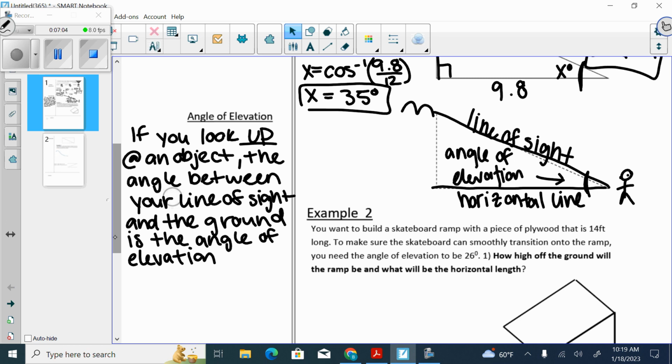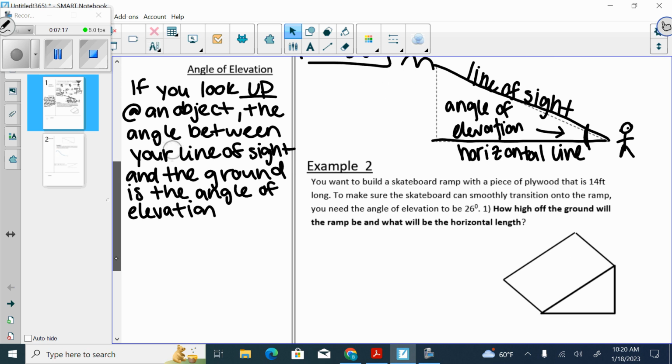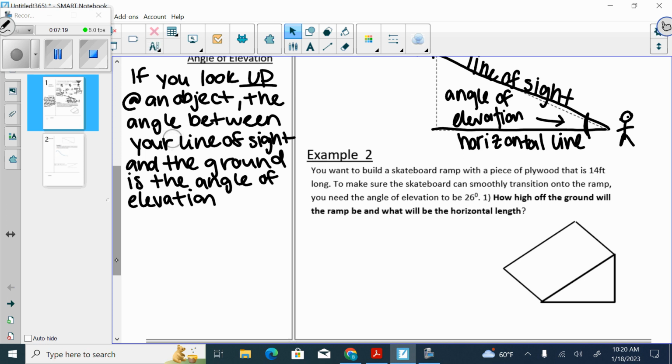Okay, so now that we know what an angle of elevation is, let's look at an actual problem where we're solving for something that's missing using an angle of elevation. So again, angle of elevation, I'm looking up at something. All right, so it says you want to build a skateboard ramp with a piece of plywood that is 14 feet long. So you're going to take a piece of plywood and angle it, like this piece of paper is plywood, and angle it so you can make a ramp.